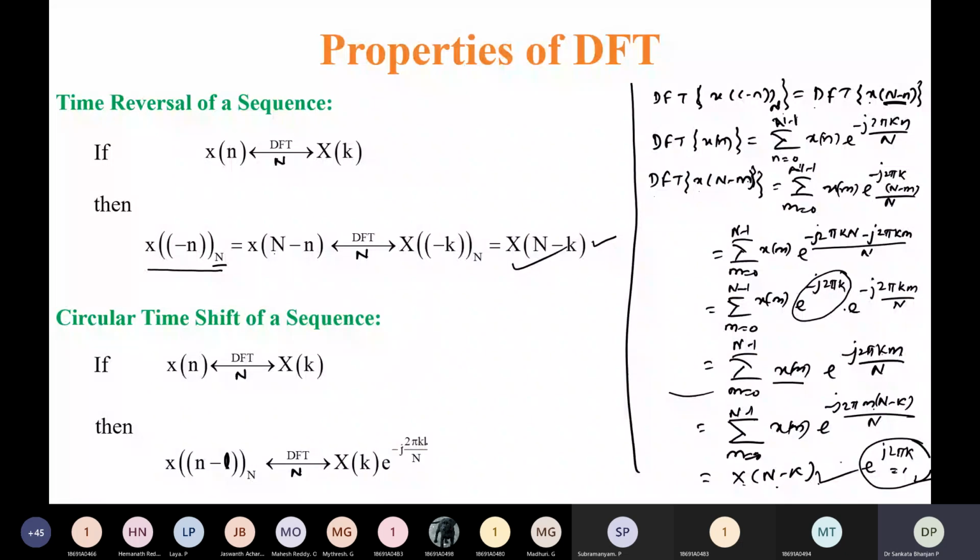Now I'll give you 2 minutes. You can prove this property. After the proof, share your screenshot in the chat box. I'll verify your answers there, then I'll discuss. All of you shall prove this property. When the n point dft of x of n is x of k, then what is the dft of x of n minus l modulo n? The dft is x of k into e to the power minus j 2 pi k l whole divided by n.